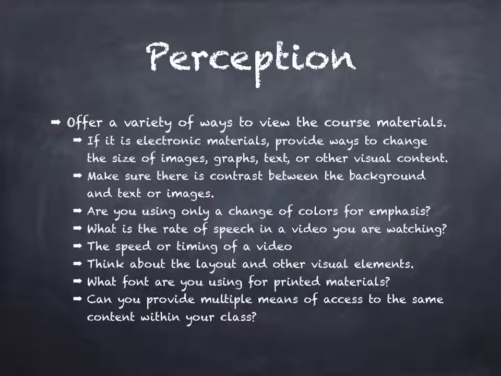So the first tenet under representation is all about perception. So you want to be sure you offer your students a variety of ways to view the course materials. So if it's electronic materials, provide ways to change the size of the images, the graphs, or the text, or visual content. So for some people it might be too small, needs to be able to get bigger, so provide them that option. Make sure there's a contrast between the background and text or images. So don't go a light color on a light color because that can be very difficult to see for some folks.